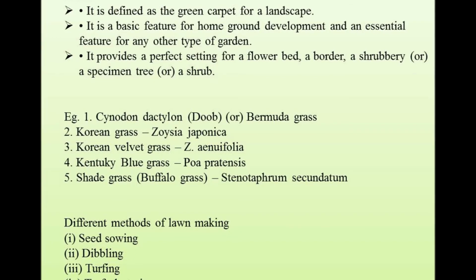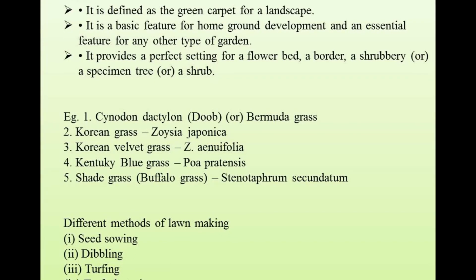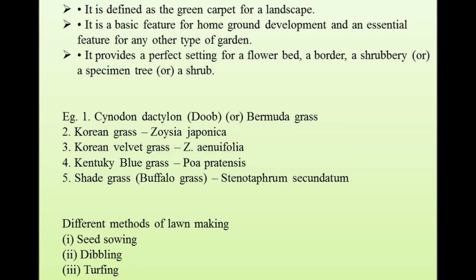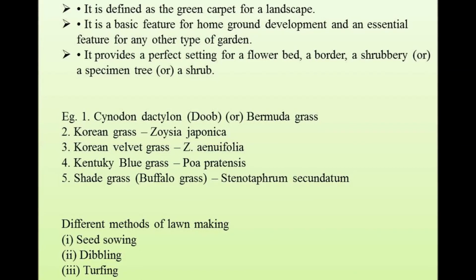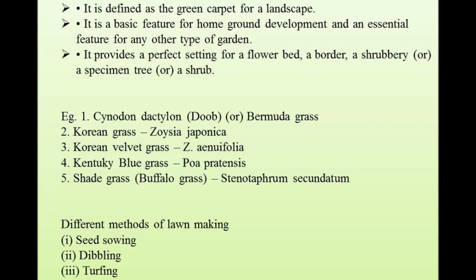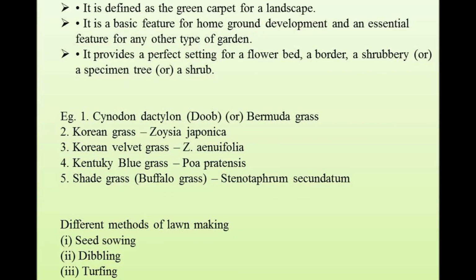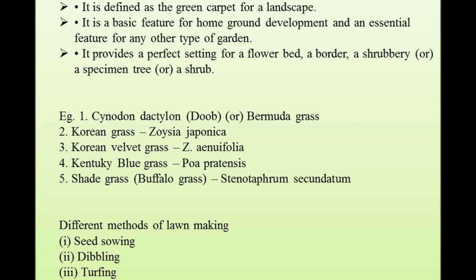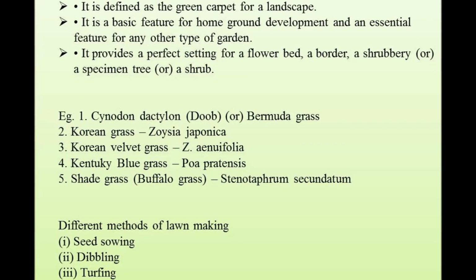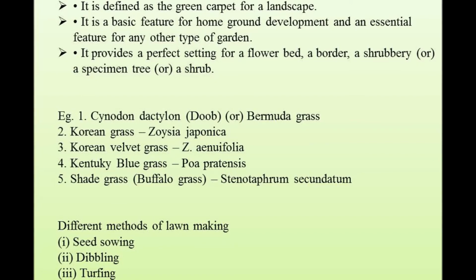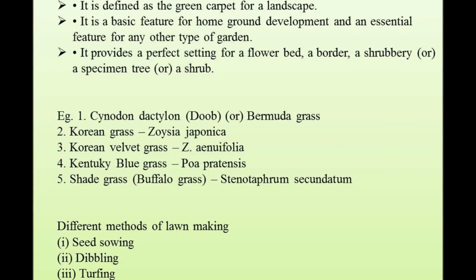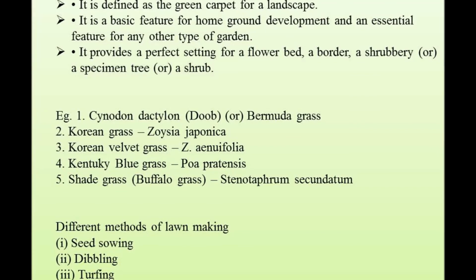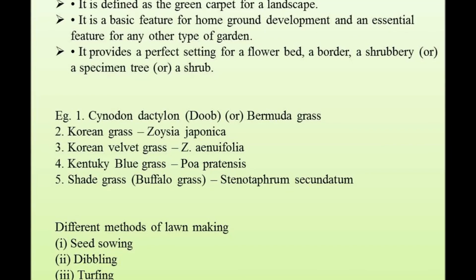And there are some species suitable to grow under shade, that means shade loving grass. It is also called buffalo grass, that means Stenotaphrum secundatum. These are all the species that can be used commercially to lay a lawn in a garden according to the structure, morphology and type of garden. So lawn is also an important feature of the garden, a basic feature of every type of garden. So today we have stopped here. Thank you for your attention.